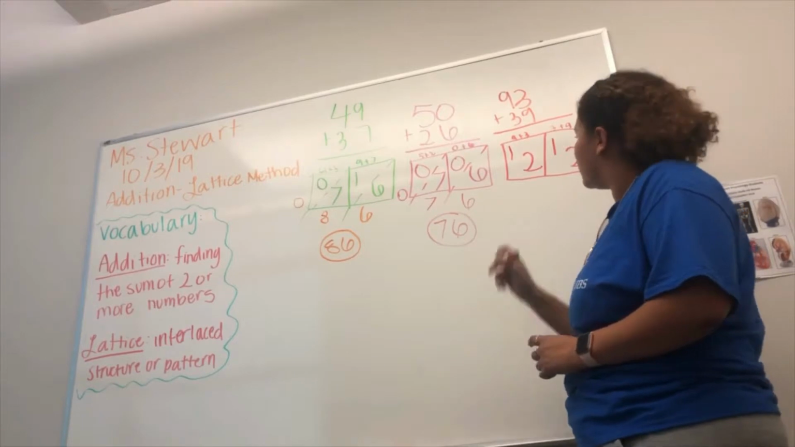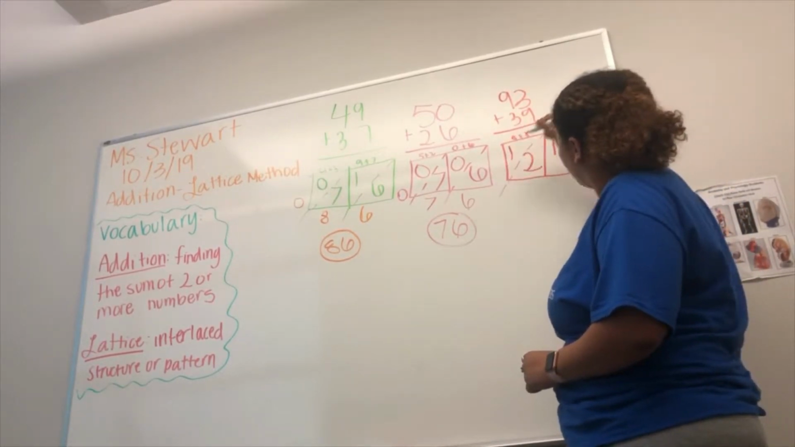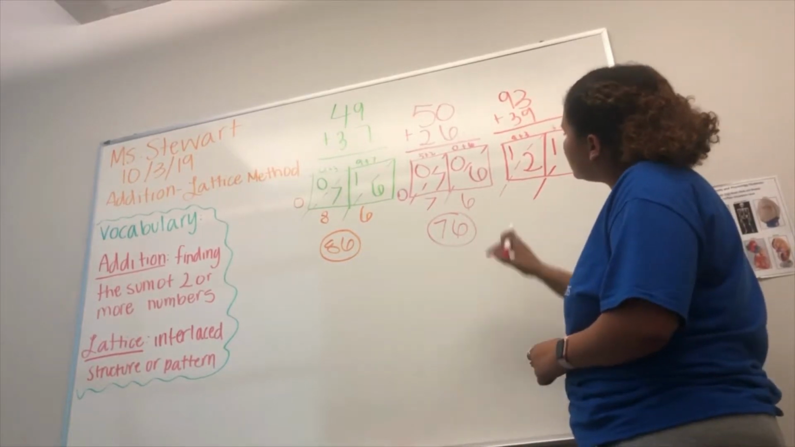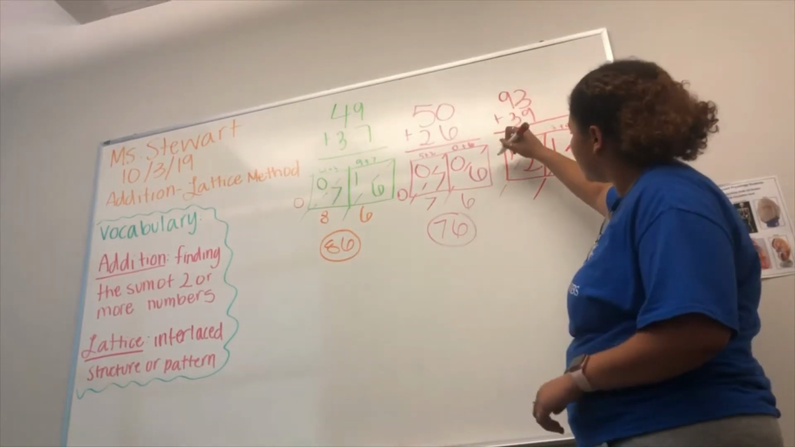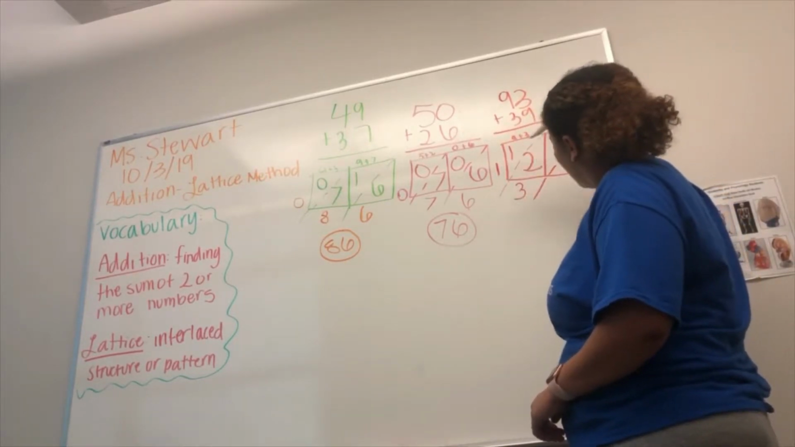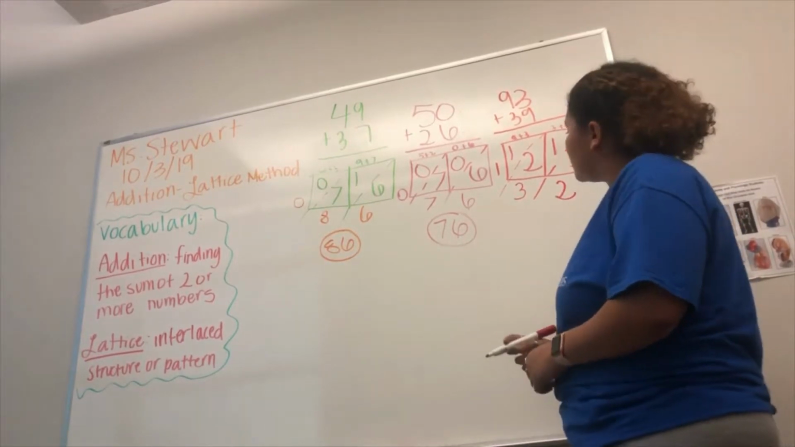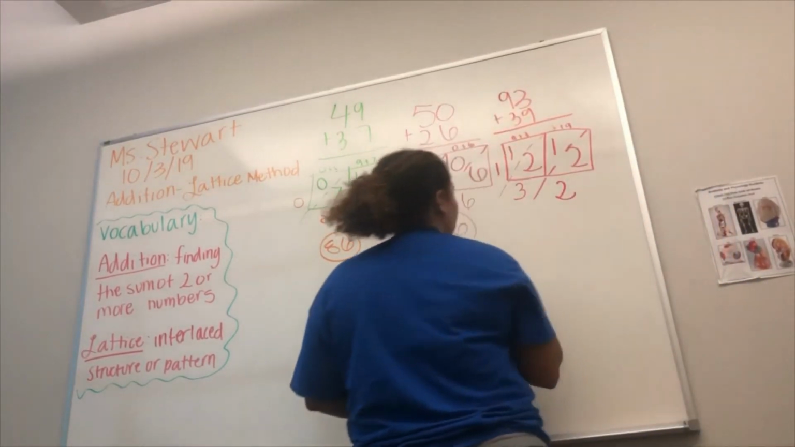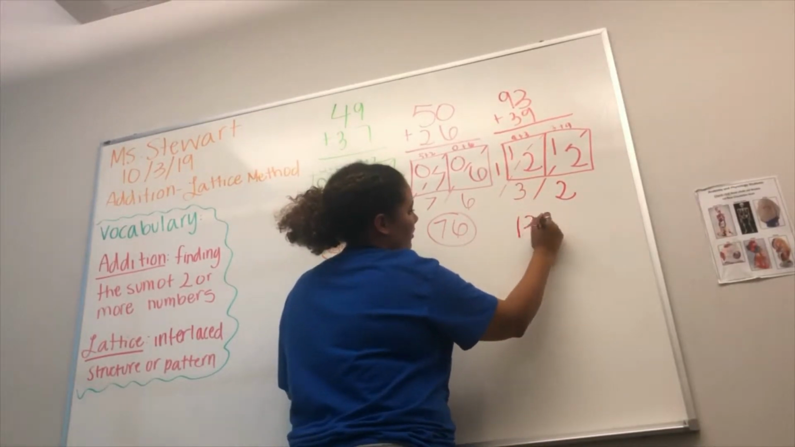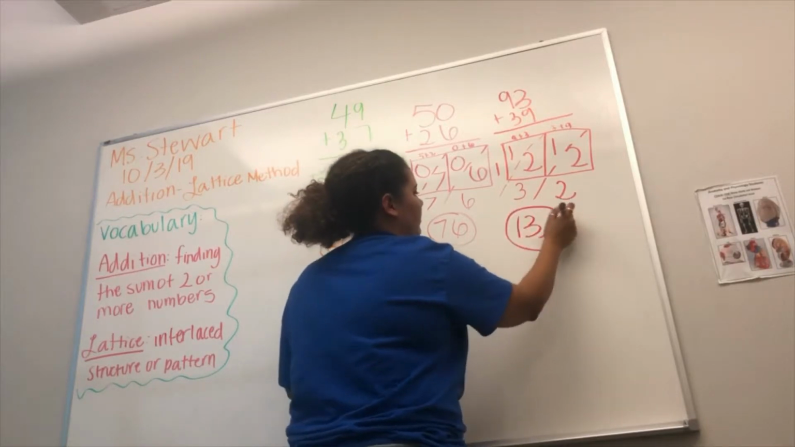So then we're gonna draw our diagonals. There we go. So 1 plus nothing is 1, 2 plus 1 is 3, and 2 plus nothing is 2. So then we're gonna write our numbers out again. We're gonna just bring them down. 1, 3, 2. And there's our answer.